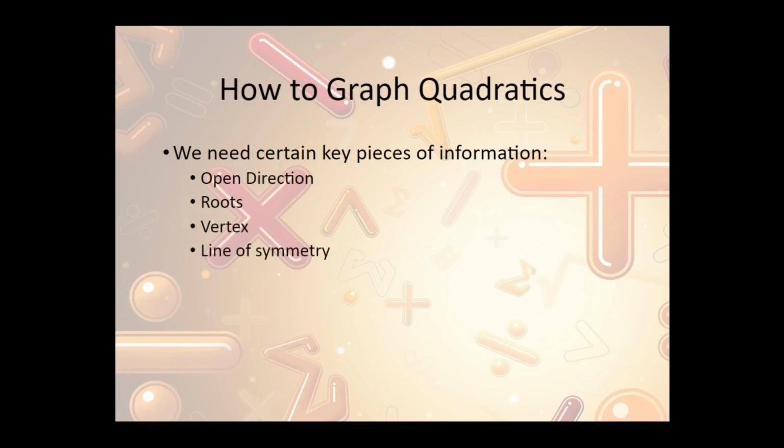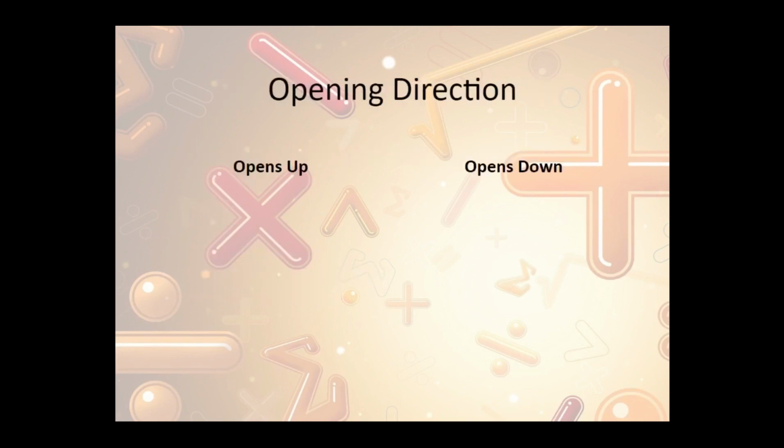We need to know the line of symmetry. So line of symmetry, it's going to form a perfect U-shape, so it's going to be the same distance from that line of symmetry on each side. So it should look like a perfect reflection. We need to know the maximum and minimum. We need to know the domain and range. So let's look at each of these components.